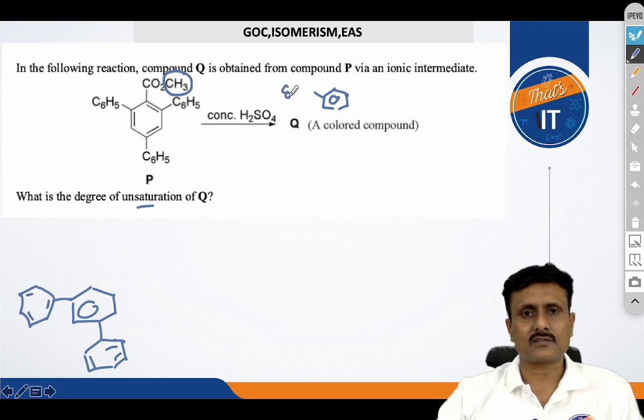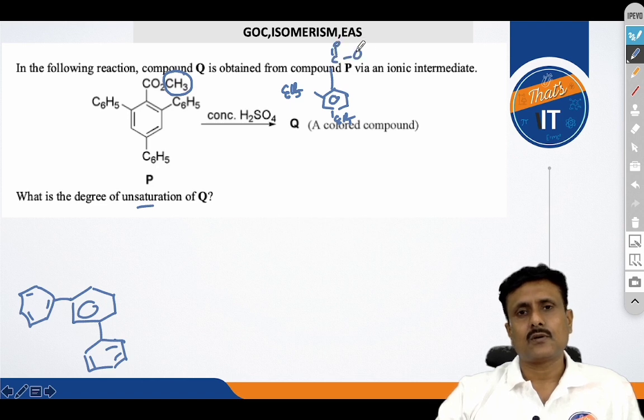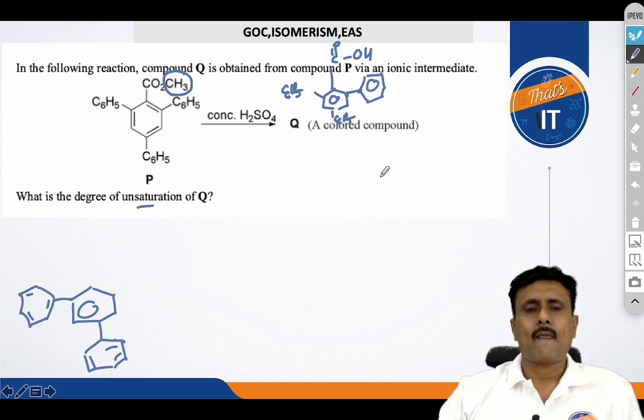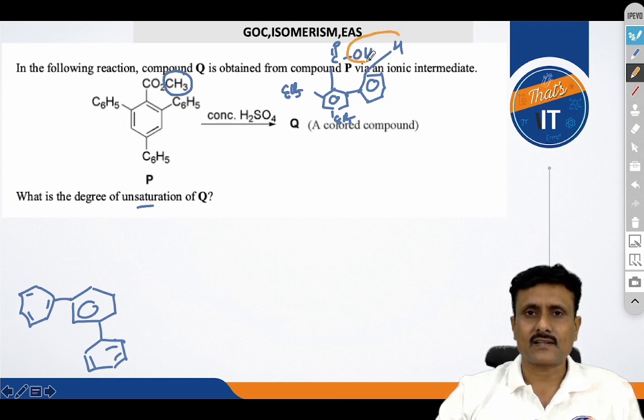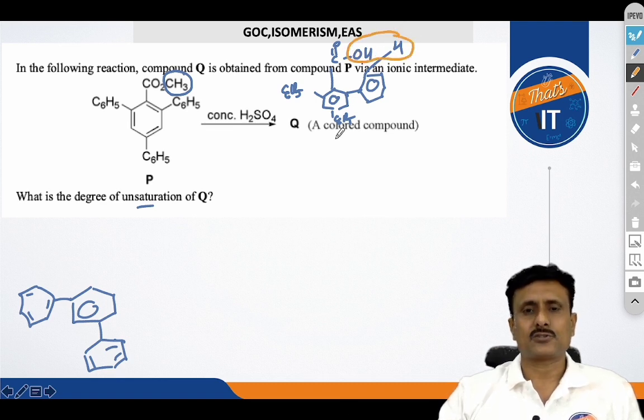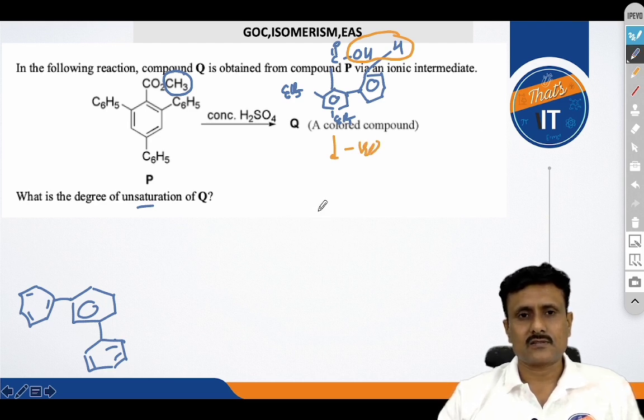This is C6H5 and this is C6H5. Ester hydrolysis gives rise to COOH, and there is a benzene ring here as well. Now, when this is heated with concentrated sulfuric acid, you know, concentrated sulfuric acid is a very strong dehydrating agent and H2O is lost. When H2O is lost, you are going to get a very interesting compound over here.